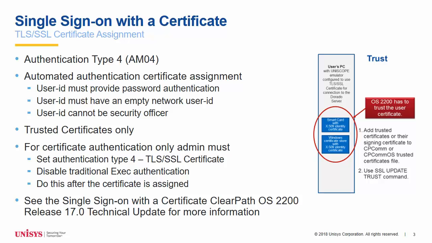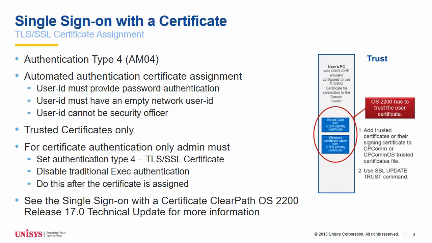To help with these scenarios, Release 18.0 User Authentication Single Sign-On with a Certificate now provides automated certificate assignment. A certificate can be automatically assigned if the user ID provides password authentication, such as authentication type 0, and has an empty network user ID where the certificate common name will be placed.